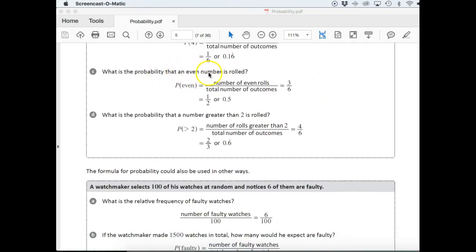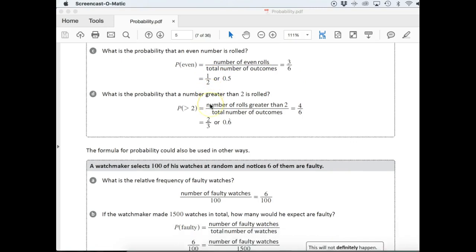What is the probability that an even number is rolled? Well, think about it. The even numbers on a dice are 2, 4, and 6. That's 3 different outcomes over the total number of outcomes, which is 6. So 3 over 6, we can simplify that to a half.